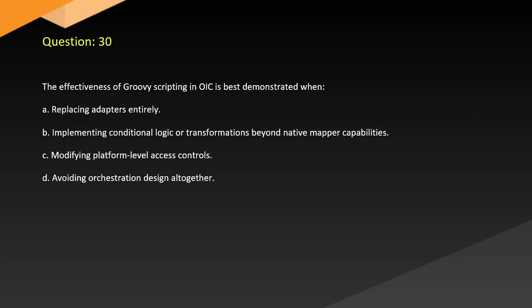Question 30. The effectiveness of Groovy scripting in OAK is best demonstrated when: A. Replacing adapters entirely. B. Implementing conditional logic or transformations beyond native mapper capabilities. C. Modifying platform-level access controls. D. Avoiding orchestration design altogether.